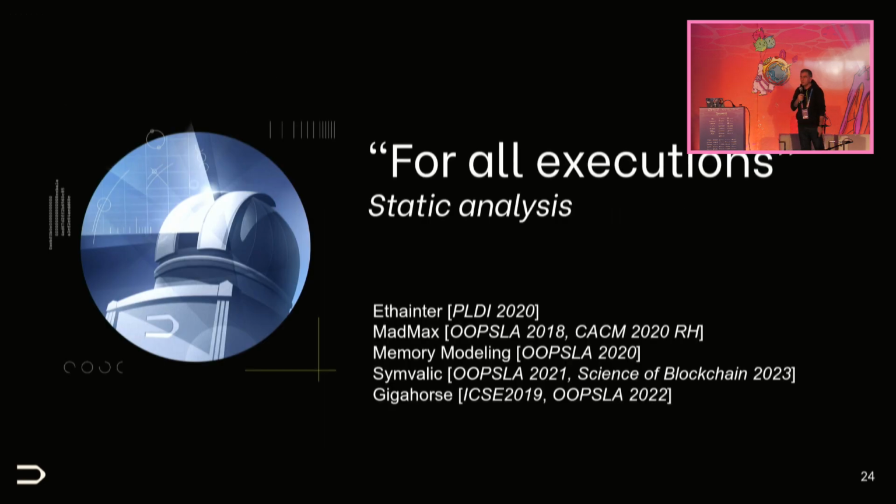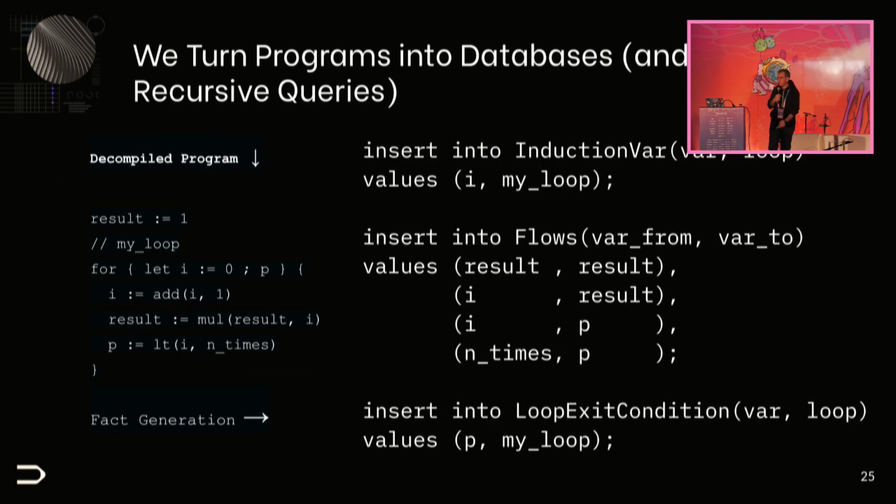First of all, for all executions. That's where we use static analysis technology. We have lots of research publications on static analysis. That's part of our DNA as a company. It effectively answers the question, what will a smart contract do under all possible conditions?